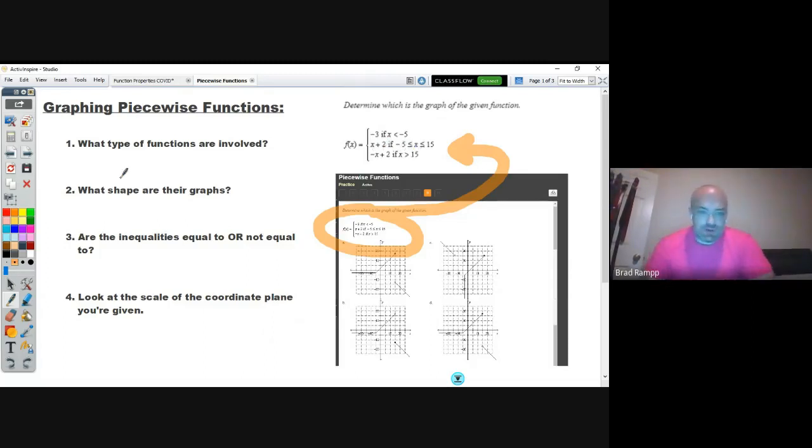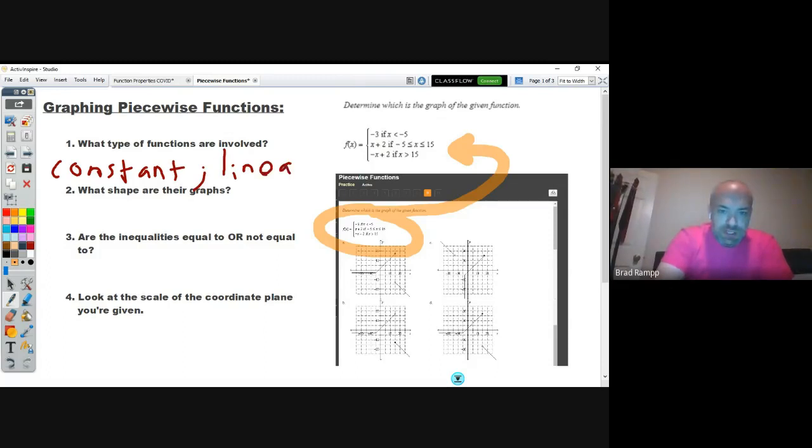So the questions I ask myself are, what type of functions are involved? The first one, f of x equals -3. If there's no variable, that's what we call a constant function. A constant function is a linear function, but it's completely horizontal. It never changes. It has a zero slope. And the other two functions, x plus 2 and -x plus 2, are both linear, but not horizontal. They're going to have a slope to them. So we know we're going to be looking for lines. That's the shape of their graph.